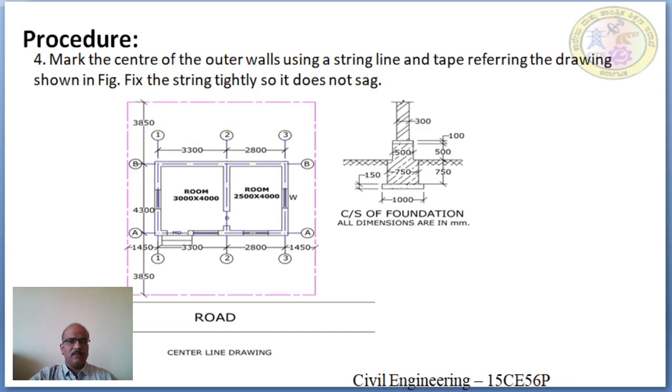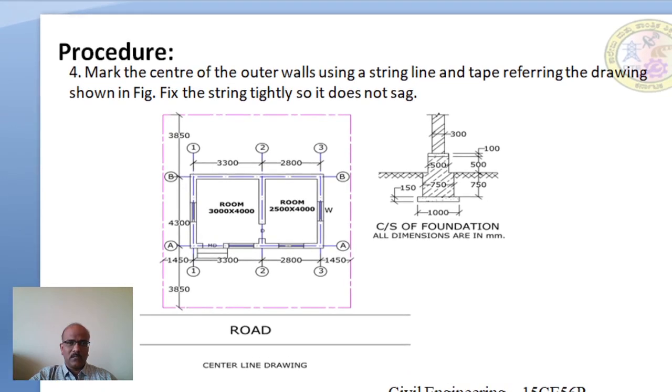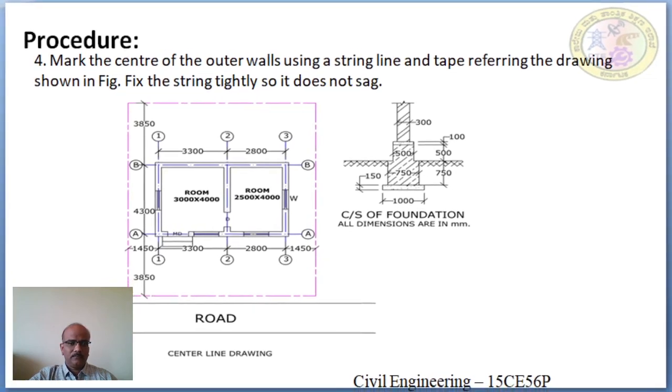The next step is to mark the center lines of the outer lines of the walls using a string line and tape, referring to the drawing shown in the figure, and fix this string tightly so that it does not sag. The grid lines are established.